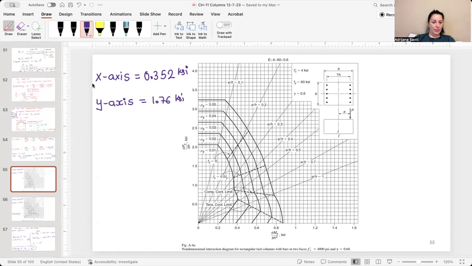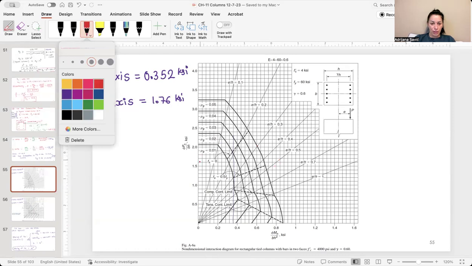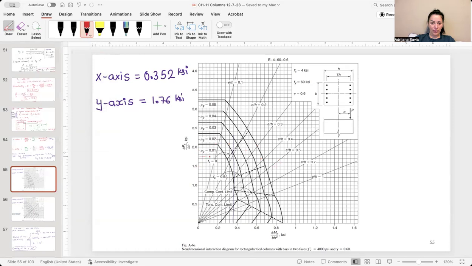For the y-axis, let's check with the reddish. So here we have 1.5, 6, 7, 8, 9, and 2. So we have 76. So it will be somewhere here. And our rho will be between 0.01 and 0.02, very close to 0.02. Let's say rho is 0.018. That is for gamma equal to 0.6.